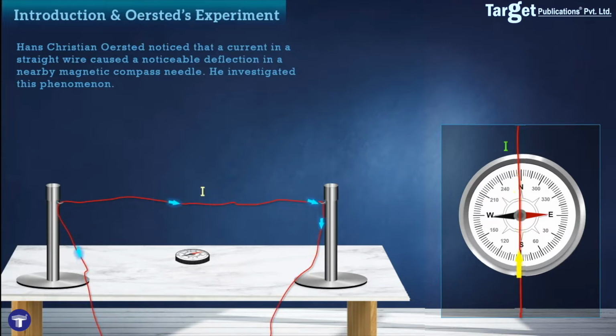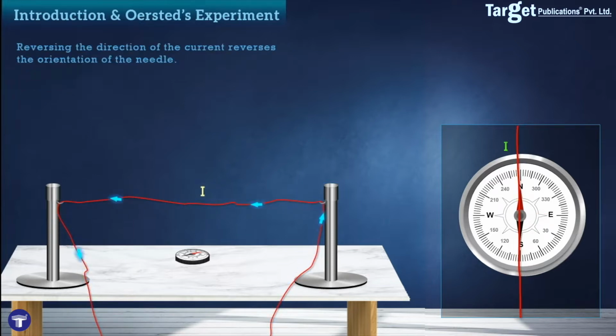So he saw that a current carrying wire was basically affecting a magnetic compass needle, and he tried different things with it. One thing he did was that he reversed the current, and he saw that if you reverse the current, then the direction in which the magnetic compass is deflecting is changed. That is, it goes in the opposite direction. So he realized that reversing the current will reverse the direction in which the magnetic compass needle will move.